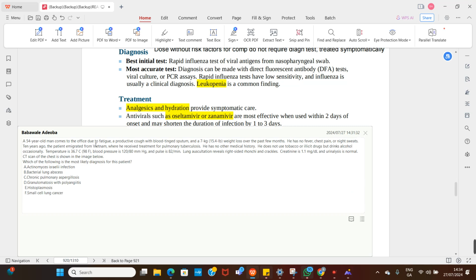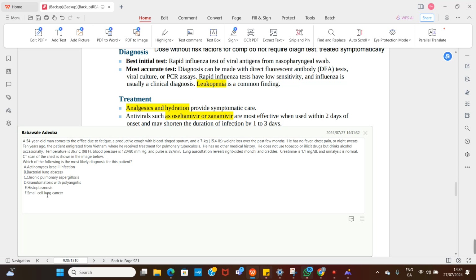A 54-year-old man having fatigue, productive cough, and so on. So which one do you think it is now? No symptoms, so aspergilloma. Why are you saying there's no symptom? Is fatigue, cough, hemoptysis not a symptom? Weight loss, yeah, that's a symptom. So chronic pulmonary aspergillosis is going to be the answer.